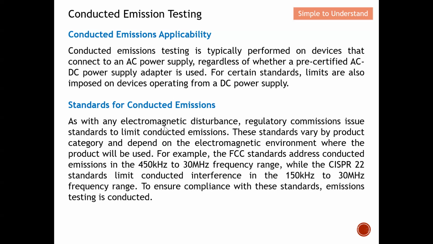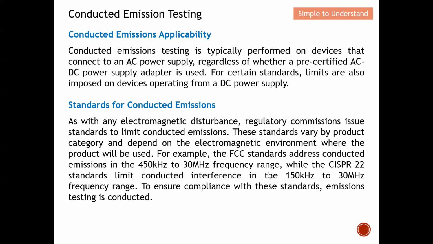So what are the standards for conductor emission? For any electromagnetic disturbance, the regulatory commissions issue standards to limit conductor emission. These standards vary by product category and depend on the electromagnetic environment where the product will be used. For example, the FCC in the US: the FCC standard addresses conductor emission in the 450 kilohertz to 30 megahertz frequency range.